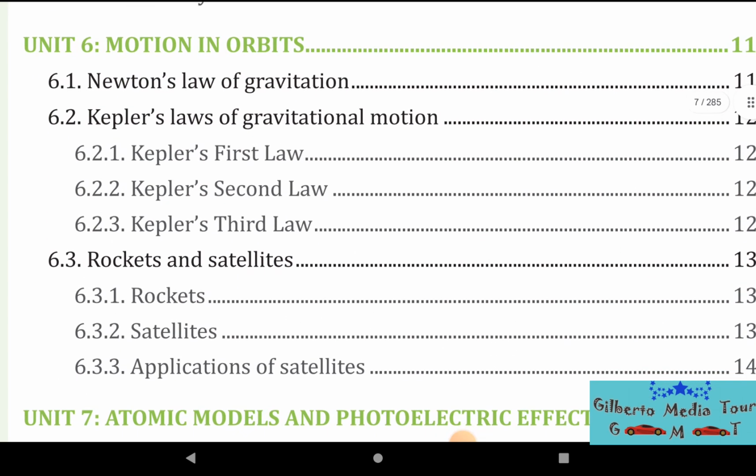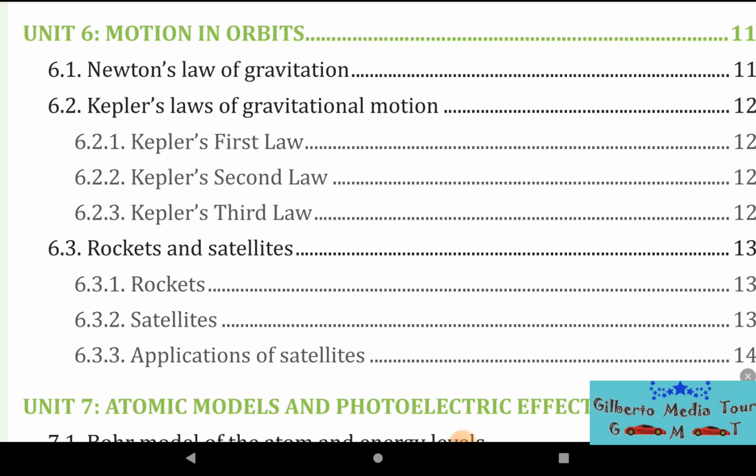In unit number 6, we shall discuss also on motion in orbit. When we say orbit, it is a circular path where all planets move in order to rotate around the sun. These are what we call orbit. So, in order to see this motion of orbit, where planets move, the path of a planet as it moves around the sun, that path is what we call orbit. So, we shall discuss what is Newton's law of gravitation, Kepler's laws of gravitational motion, and the rocket and the satellites. These are the main key points in this unit.